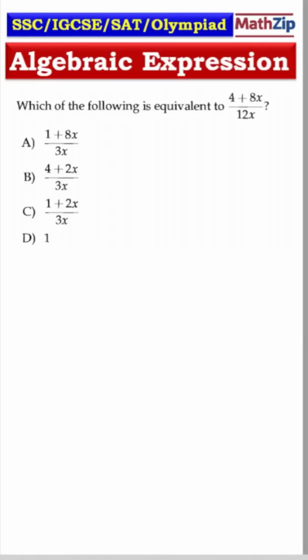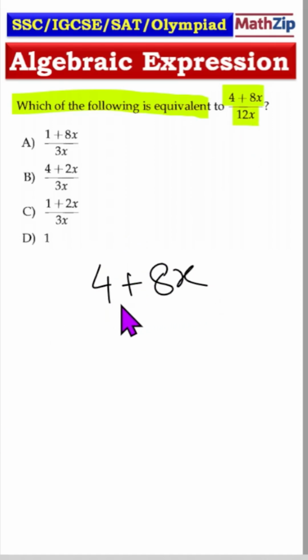Algebraic expression. Which of the following is equivalent to (4 + 8x) / 12x? So first, (4 + 8x) / 12x.